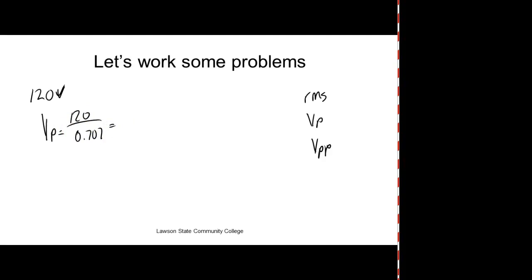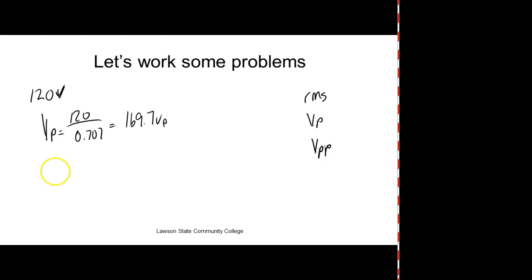What does that give us? Hopefully I have your calculator. You can use the calculator on your cell phone. What's that? Yeah, 169.7 volts. Now notice what I did a little different here. Up here I put V, down here I put VP. So I have to identify what type of voltage that is, right?